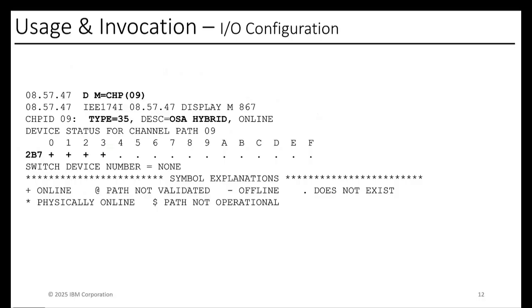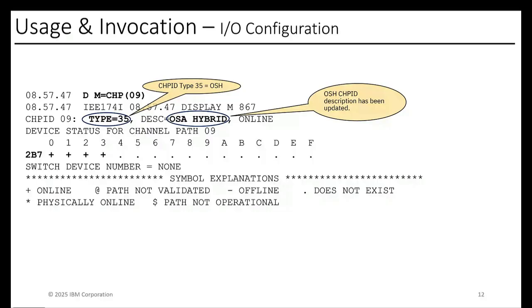Here is an example of displaying a channel. Here we're displaying channel 9, chiplet 9, and you'll see it comes back as a new type 35 with a new description that is OSA hybrid. And you'll see that in this example here, the device is 2B27, and we have 0, 1, 2, and 3 available online. So if you're starting an interface and it doesn't start, you need to confirm that you have the path and the device is online. And this is really no different than you had in the past, except for OSH. You now need to have an OSA hybrid channel available to you.